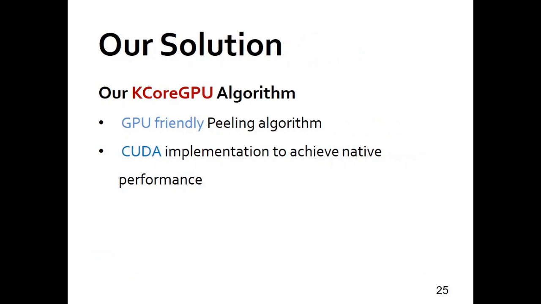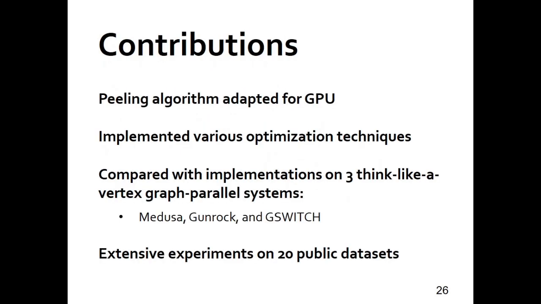Our solution is a peeling algorithm adapted for GPU-friendly execution. It is implemented in CUDA C++ to achieve native performance. Our contributions are: we implemented a peeling algorithm adapted specifically for a GPU. We implemented various optimization techniques on top of the basic algorithm. We compared our results with 3 think-like-a-vertex graph parallel systems, which are Medusa, Gunrock, and GSWITCH. We performed extensive experiments on 20 public datasets.